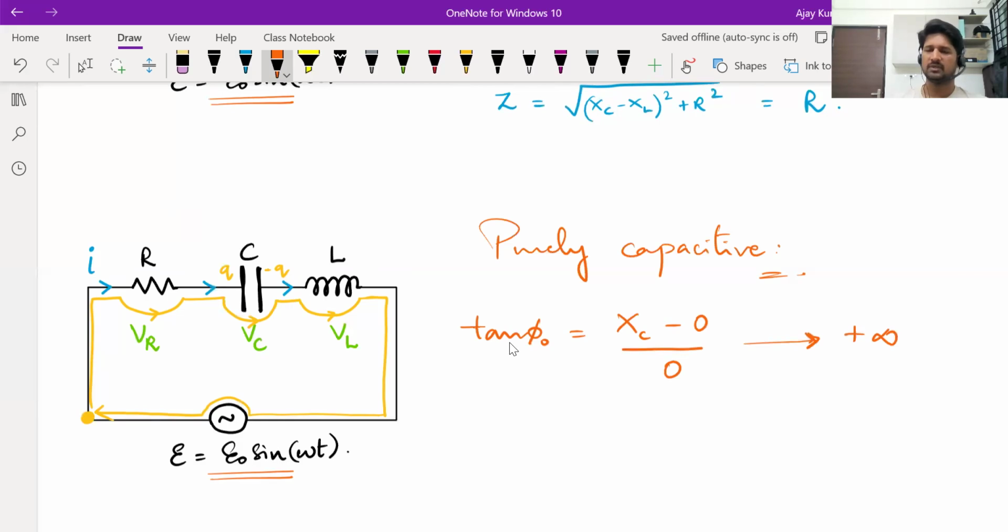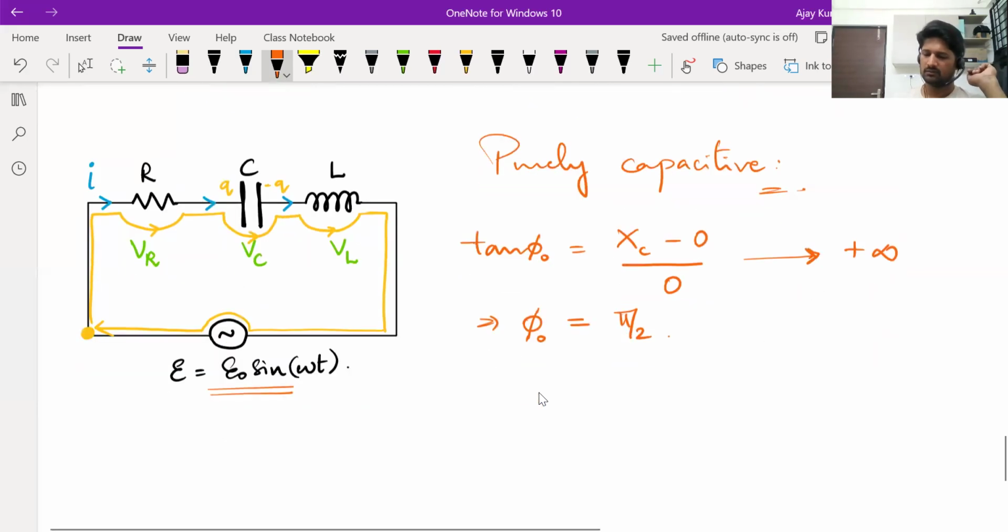Tan of what angle tends to plus infinity? In the domain minus pi by 2 to plus pi by 2, it will be pi by 2. Tan 90 degrees is infinite. And we had derived this before also. If alternating EMF is applied directly to a capacitor, we know current will lead the EMF by a phase difference pi by 2. So this equation also tells us the same thing.